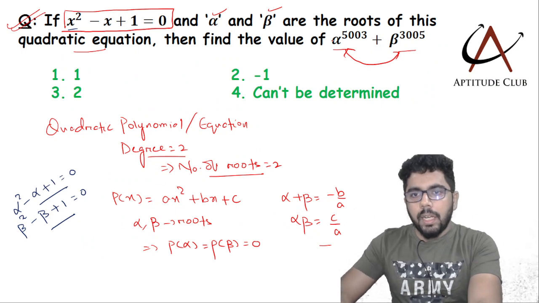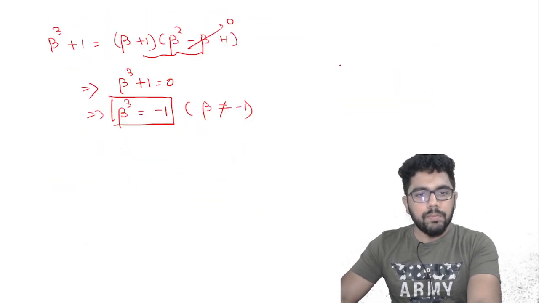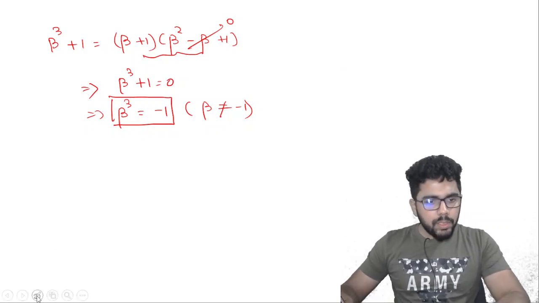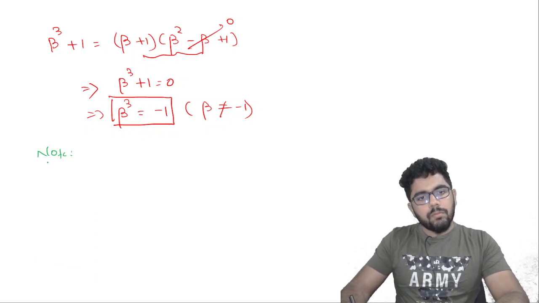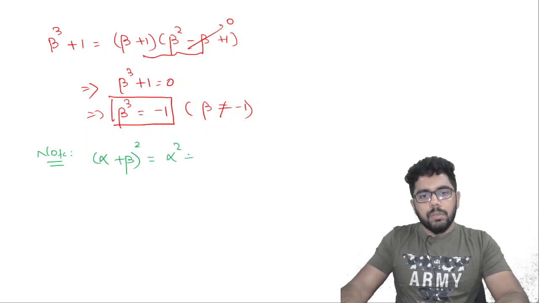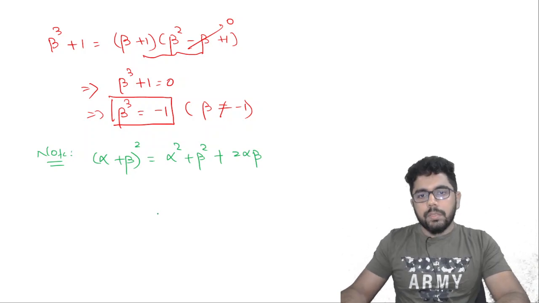Now we have to find alpha to the power 5003 and beta to the power 3005. Before that, we'll just use another small thing: if I'm writing alpha plus beta whole square, it is alpha square plus beta square plus twice of alpha beta.